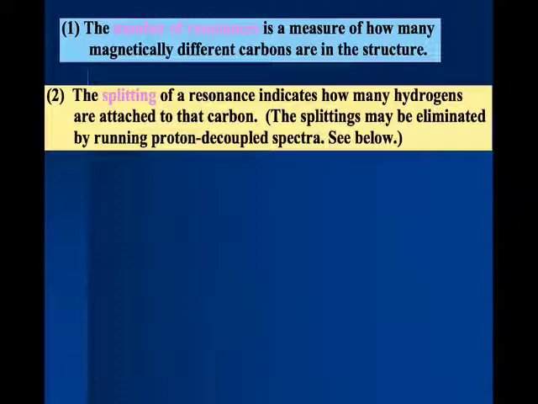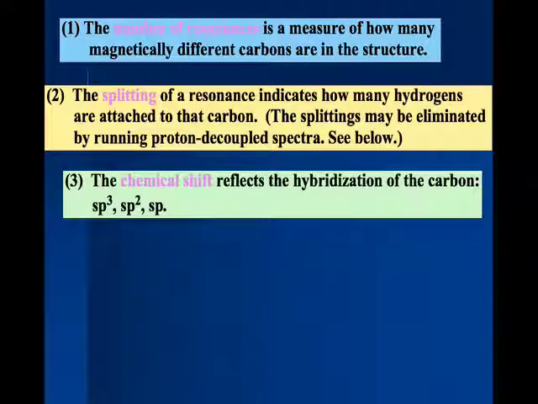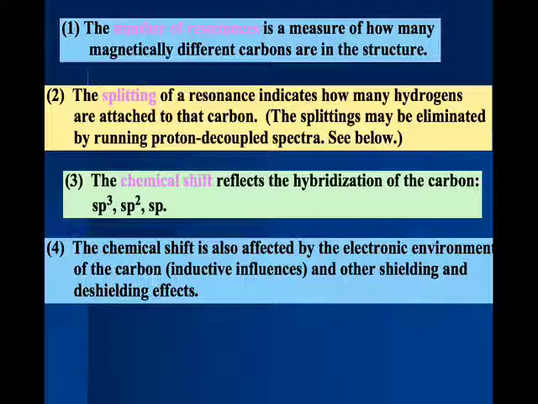Okay? The splitting tells you how many hydrogens are attached to the carbon. So if you see a carbon atom split into a triplet, it means that there are 2 hydrogens attached to that carbon. However, chemists rarely run carbon spectra this way. We typically run them in a mode that decouples the protons, so we never really see that information. Okay? It makes things a lot simpler, and I'll show you why that is in just a moment. The chemical shift tells us the hybridization of the carbon atom, whether it's sp, sp2, or sp3. And the chemical shift is also affected by the electronic environment of the carbon atom, just like for proton, nothing new. Okay?